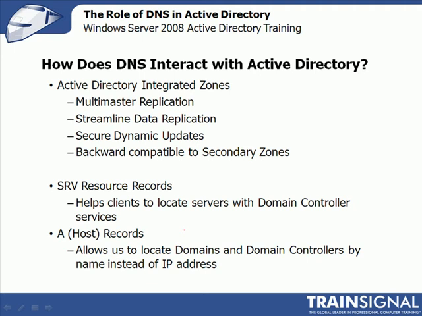Now, the first way it interacts with Active Directory is through the use of Active Directory integrated zones. As we saw, this provides multi-master replication, streamlined data replication, secure dynamic updates, and is also backward compatible to secondary zones. Okay, so that's one way that DNS interacts with Active Directory.